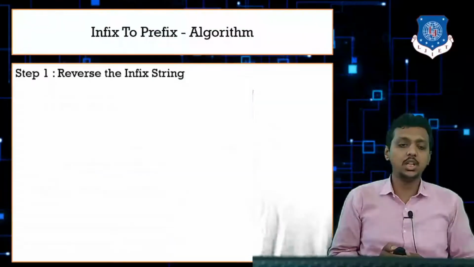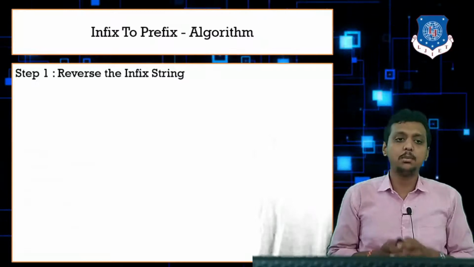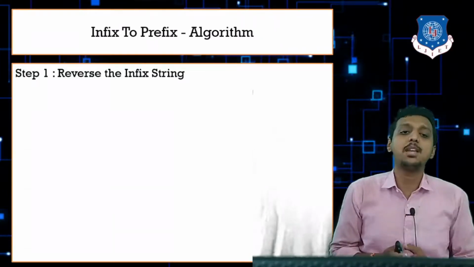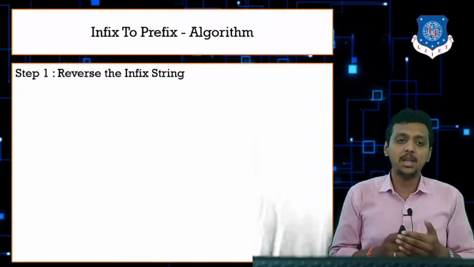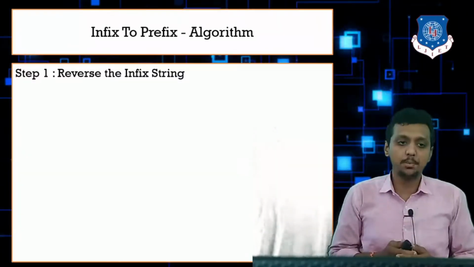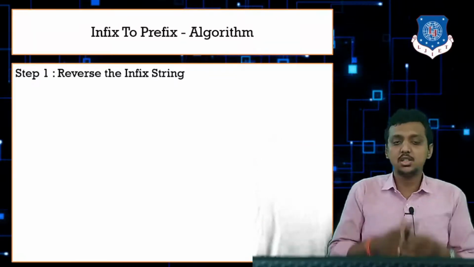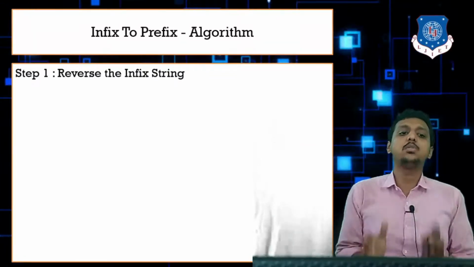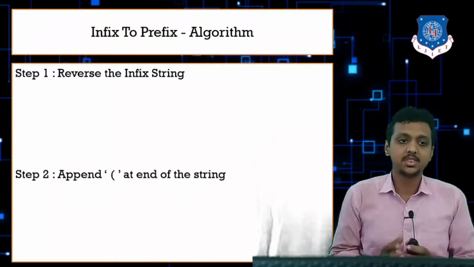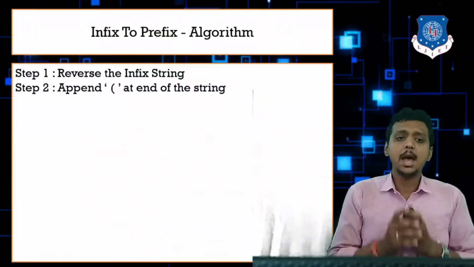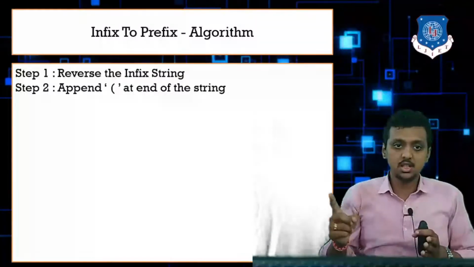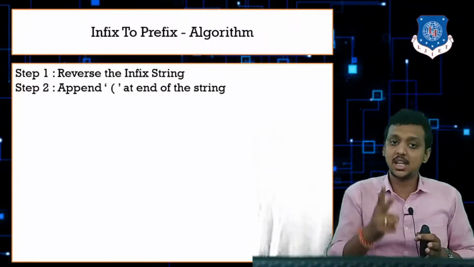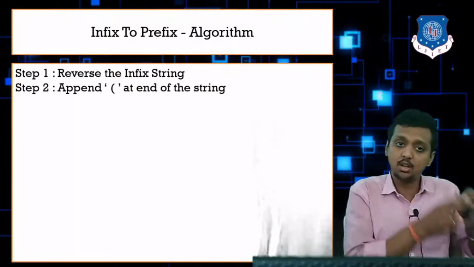Fine. So this is your infix to prefix example, students. Now what to do in the algorithm? I'm not going to write the whole algorithm because the steps are the same as postfix, but before and after applying postfix we need to do some basic operations. Step number 1: you do not need to think much, just reverse the whole infix string. Then step number 2: append an opening bracket at the end of the string.